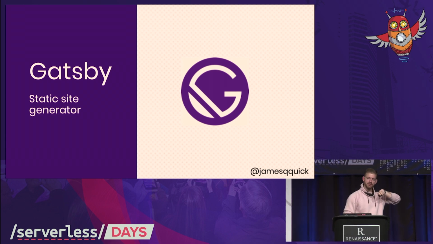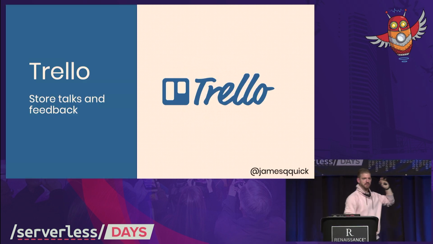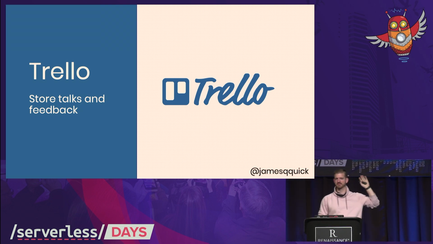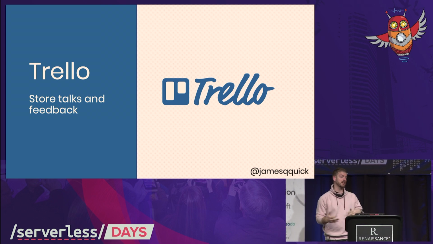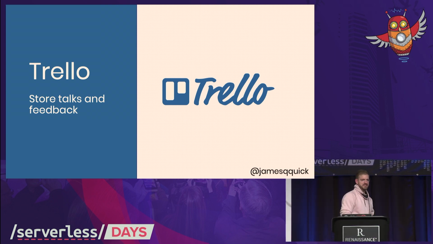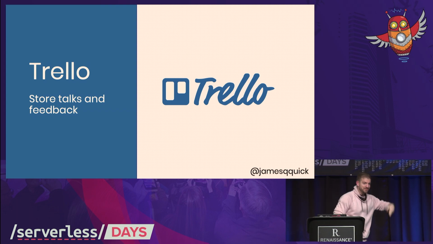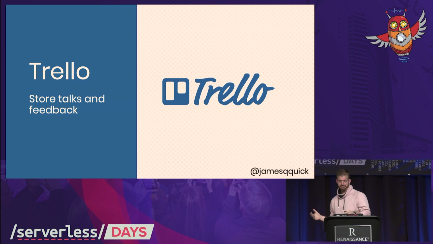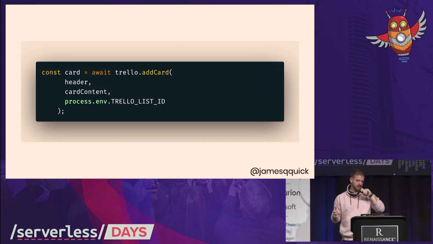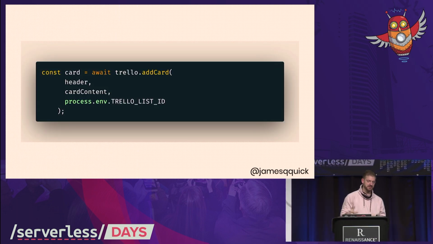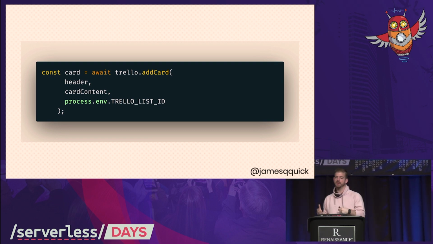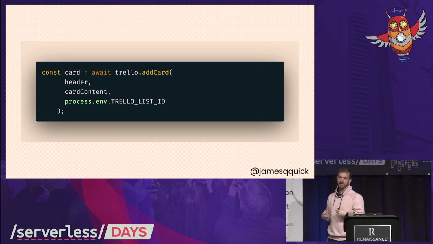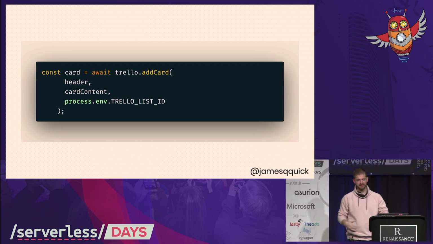Trello. How many people have used or seen Trello? Cool. Trello is basically a card management tool, often used as like a Kanban tool. The simple example is you've got a column of things: to do, doing, done, that sort of stuff. I use it for tracking all of my personal content. And just a little code snippet here, inside of a serverless function, I've got a snippet here that adds a card. And what I'm doing is representing each talk that I record as a card in Trello. You'll see more on that in a second.